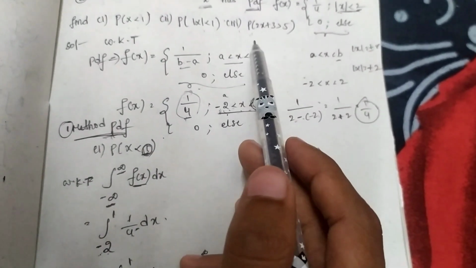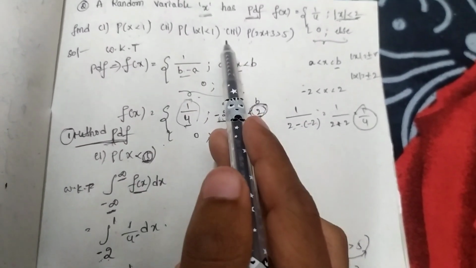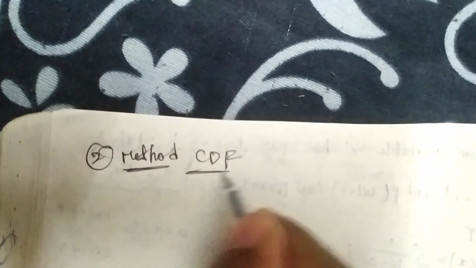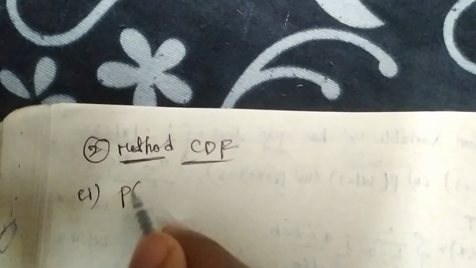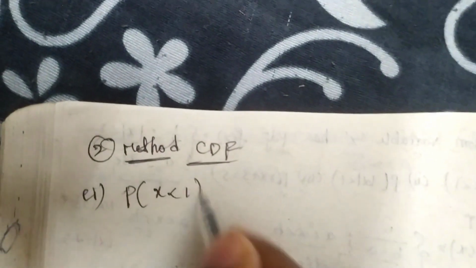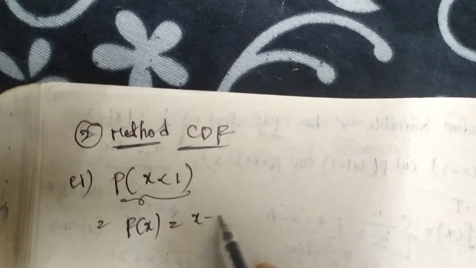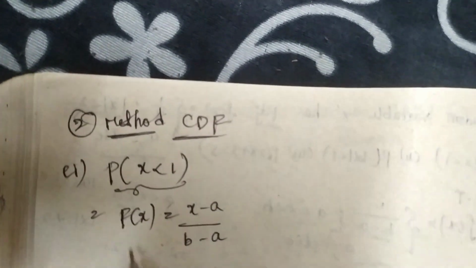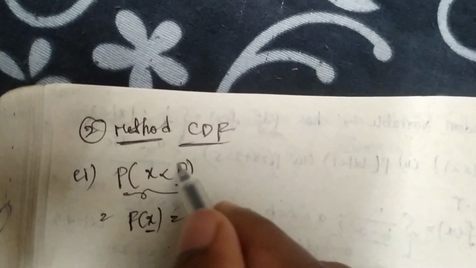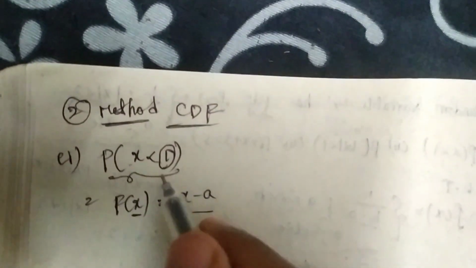Let us do that method for all this. Using the second method, that is the cumulative density function, for the first problem, that is P of x less than 1. Here we write the formula: F of x equals x minus a by b minus a. In the place of x we place the value 1. Here x is less than 1 only, so in the place of F of x we take F of 1.